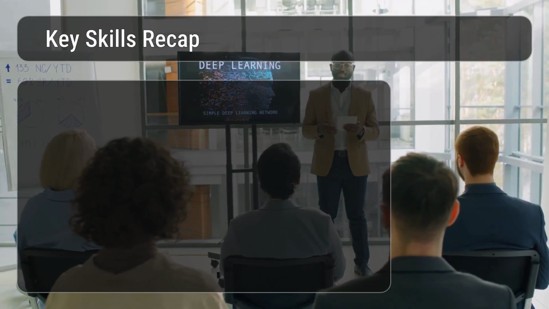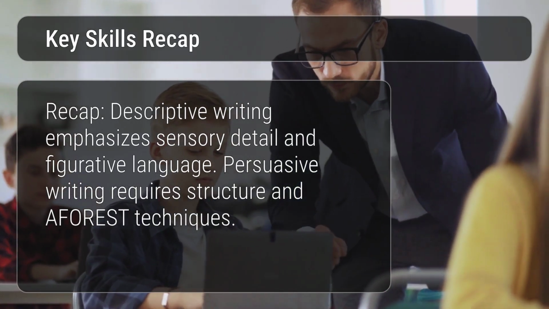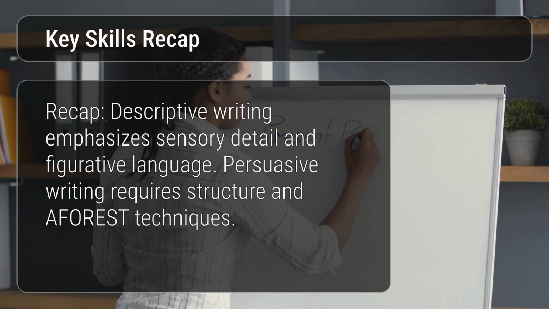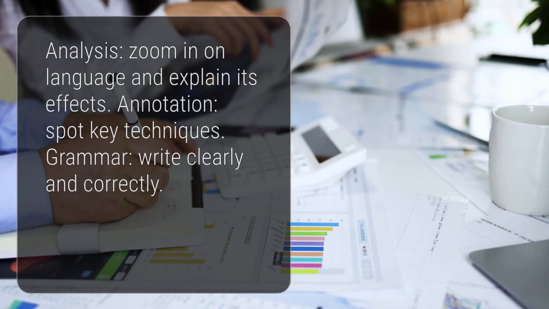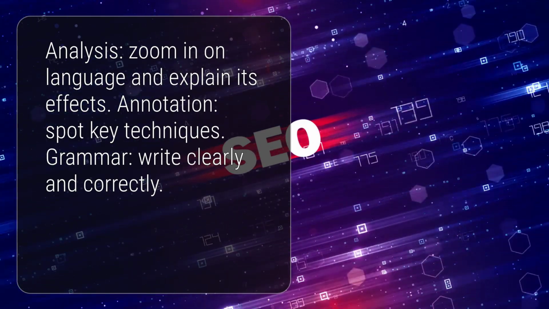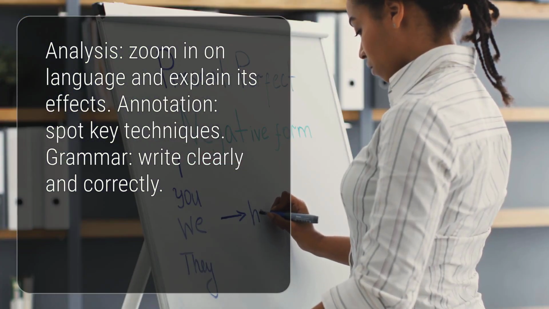Let's recap the key skills we've covered. Descriptive writing, focus on sensory detail and figurative language. Persuasive writing, master structure and AFORREST. Analysis, zoom in on language and explain its effects. Annotation, spot key techniques before you start writing. Grammar, write clearly and correctly.